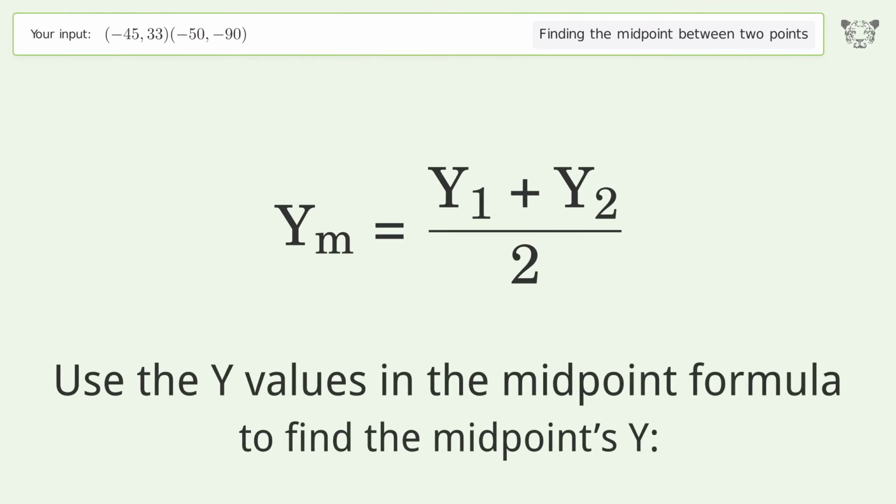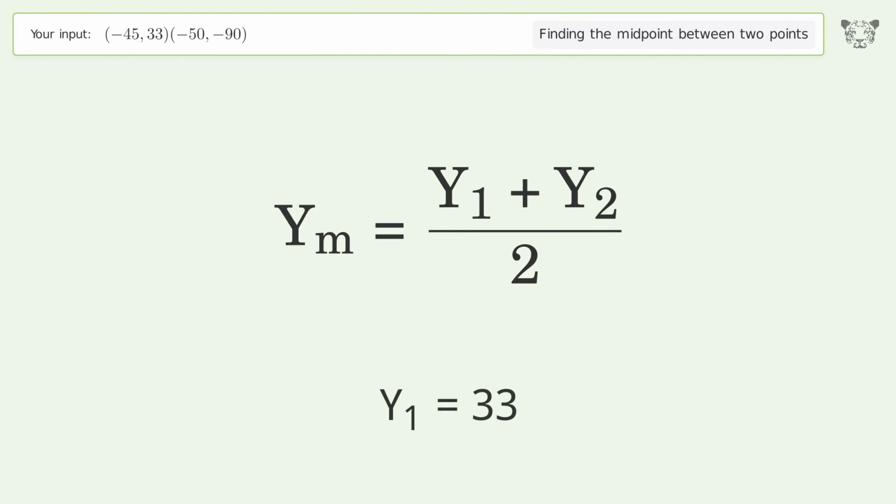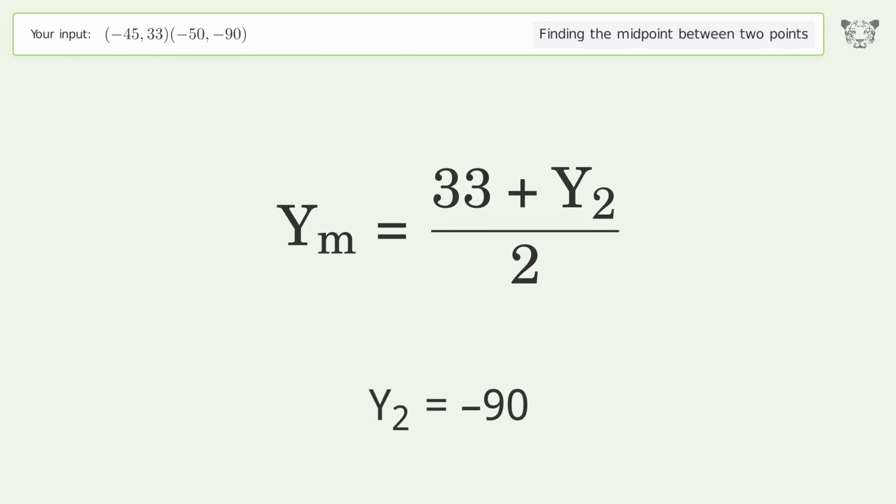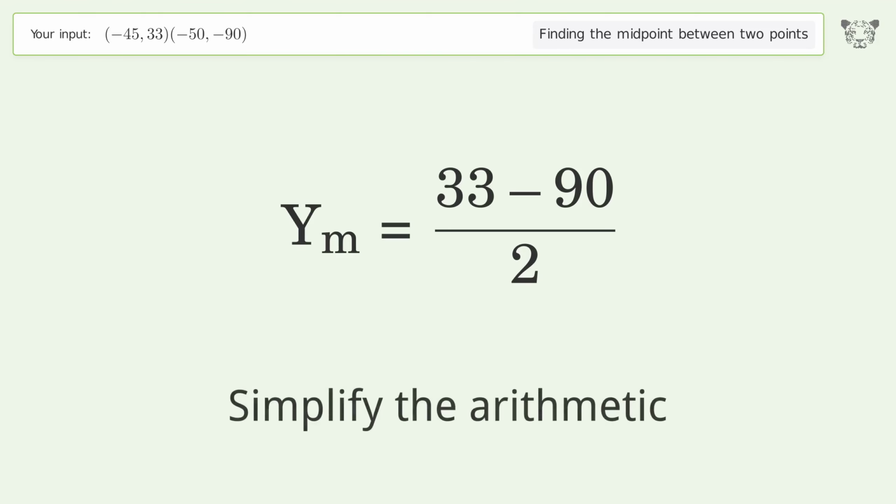Use the y values in the midpoint formula to find the midpoints y. y1 equals 33. y2 equals -90. Simplify the arithmetic.